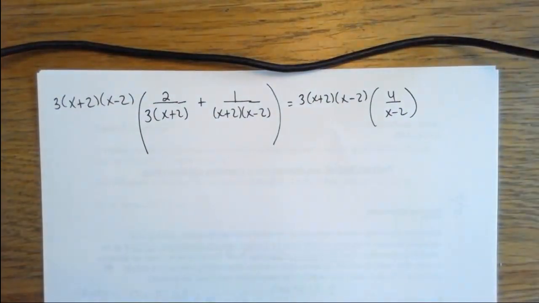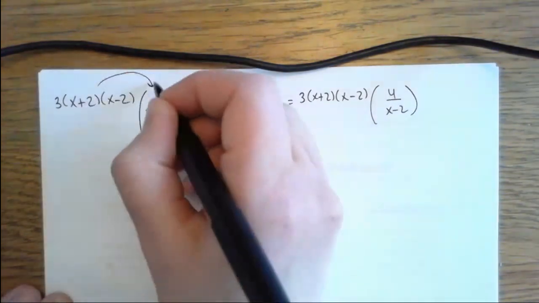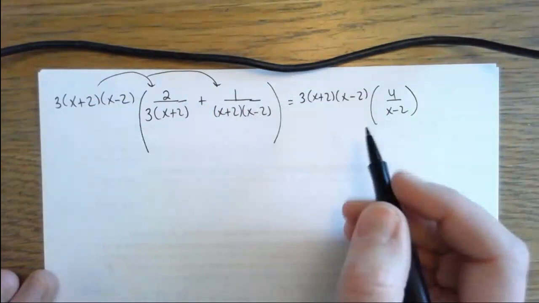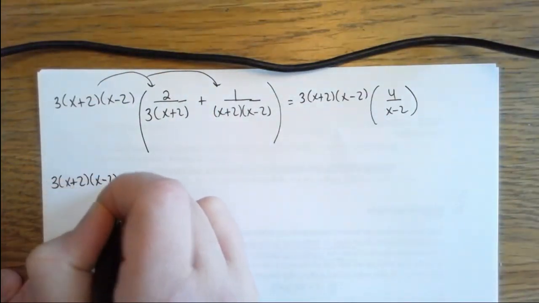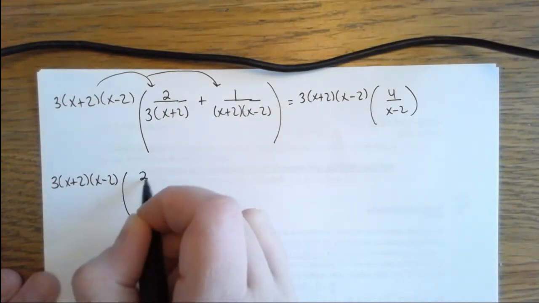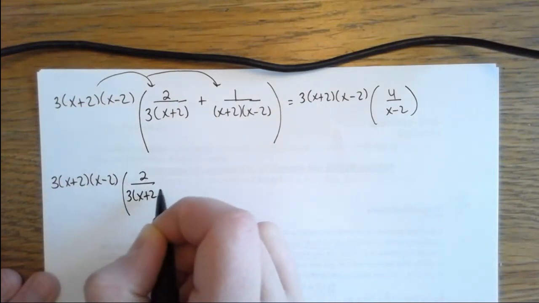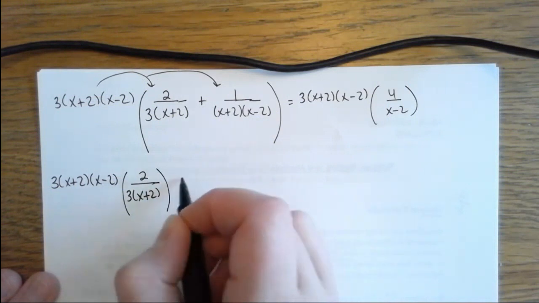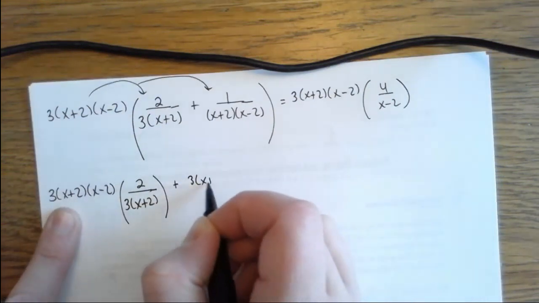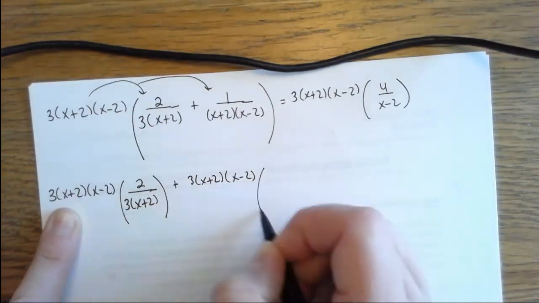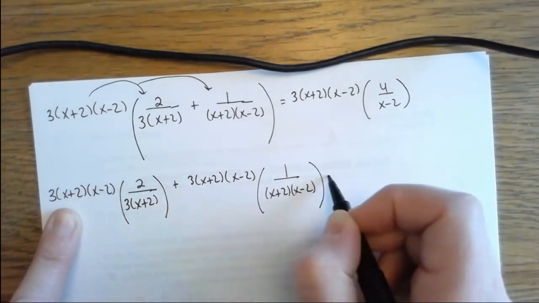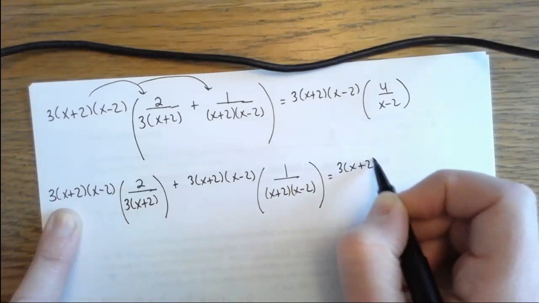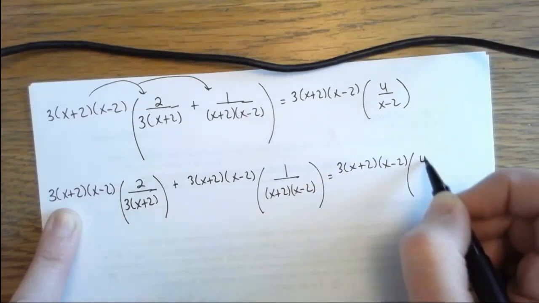Sometimes the worst part with these is writing them all out. There's quite a lot of steps here. I do need to distribute this through. So a lot of times you can kind of skip the first step for writing if you know you're going to end up distributing and just kind of jump to the next piece. So the LCD gets multiplied by 2 over 3 times x plus 2. And then it gets multiplied by 1 over x plus 2, x minus 2. And then the right side just stays the same for now.